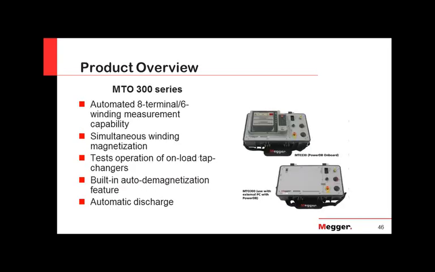Also, we have the MTO300 series. The beauty of this device is that it's one connection, and then you just press once on the bottom to run the test, and it has all the windings, all the coils being tested. It has simultaneous winding magnetization. It has test operation of on-load tap changers, a built-in auto demagnetization feature, and it has automatic discharge.